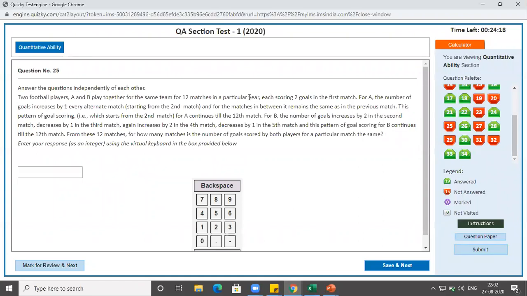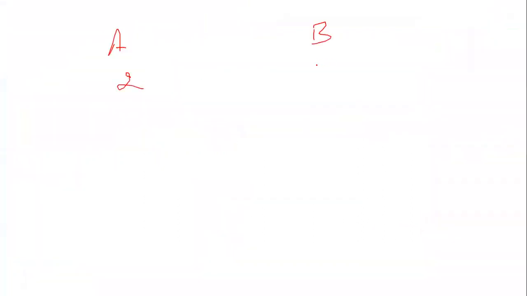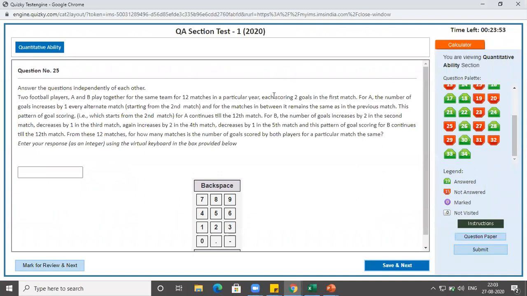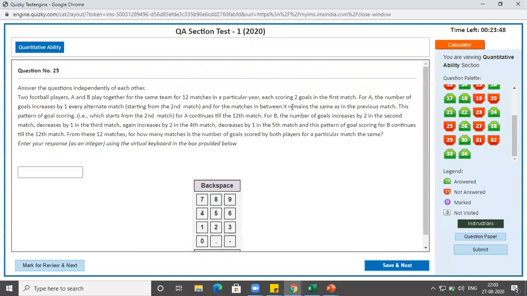Mentally, you get blocked. 2 football players A and B play together for the same team for 12 matches in a particular year, each scoring 2 goals in the first match. For A, the number of goals increases by 1 every alternate match, starting from the second match. And for the matches in between, it remains the same as in the previous match. This part of the goal scoring starts from the second match, so A continues till the 12th match.